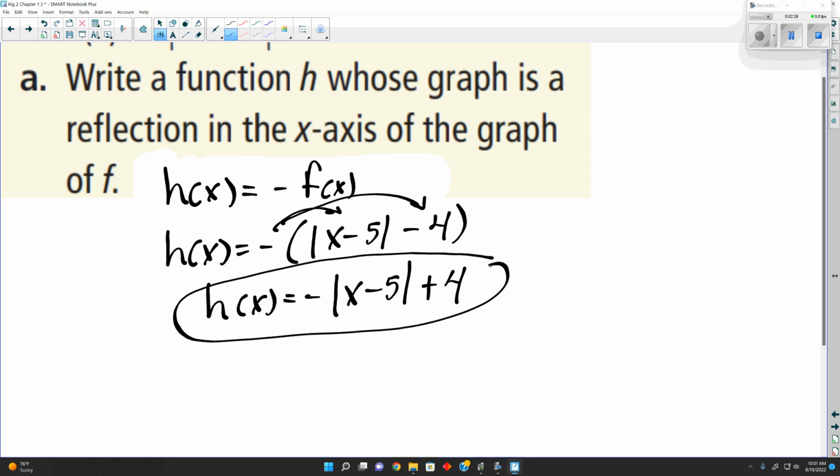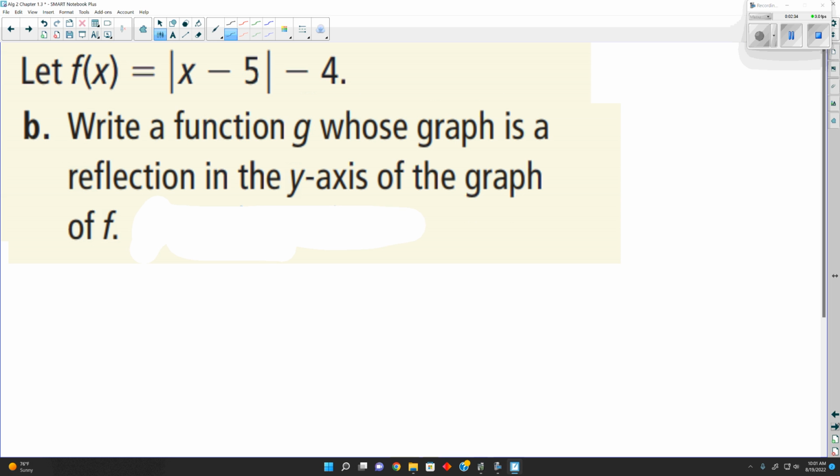Any questions over this one here? All right. We can go on and look at the next one. Now this time we don't want to have a reflection in the x-axis, but this time we want a reflection in the y-axis. So instead of looking at negative f of x, we're going to look at f of negative x. Because f of negative x is our reflection in the y-axis.